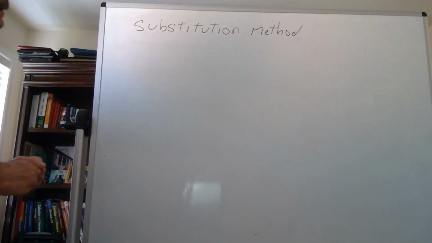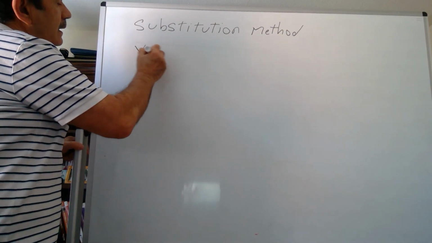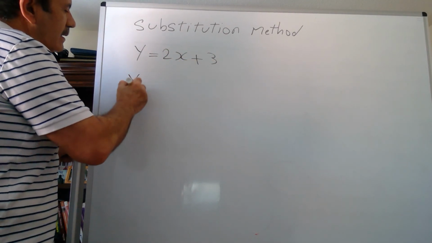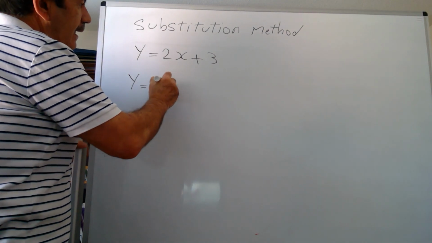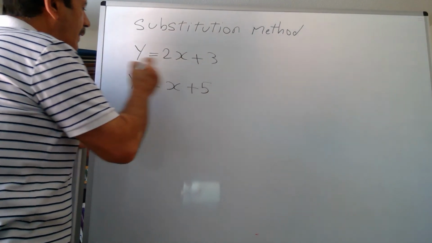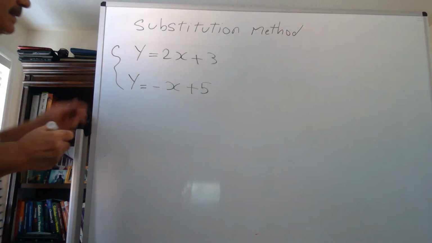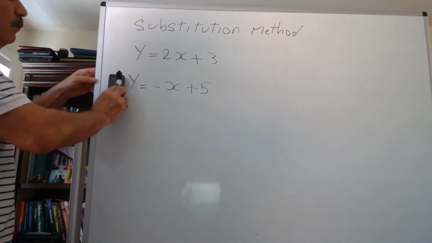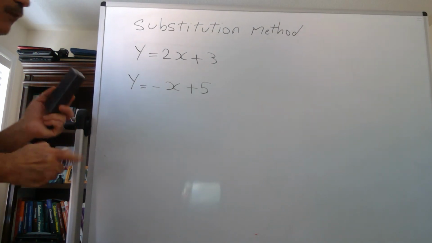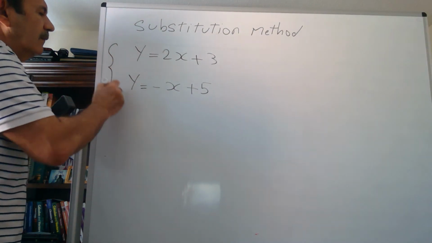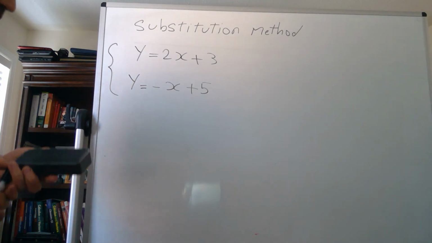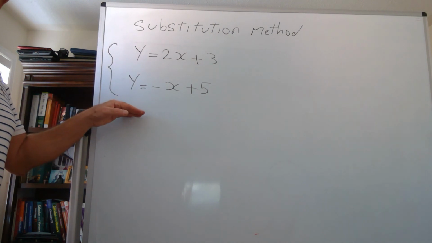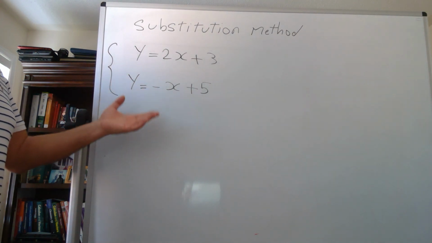Let's do another example. y is equal to 2x plus 3, and the other one, y is equal to minus x plus 5. Okay, again look at this system of linear equations. Both of them are in slope-intercept format, but it doesn't matter if they are in slope-intercept format, standard format, or neither of the formats. As long as they are linear equations with two variables, we can solve them.